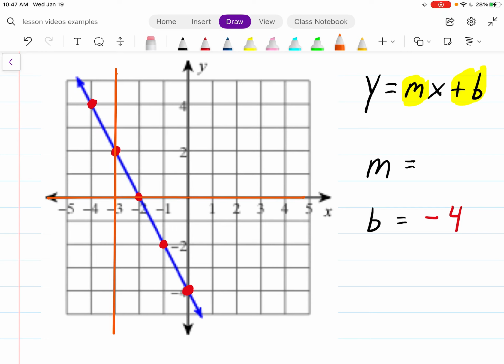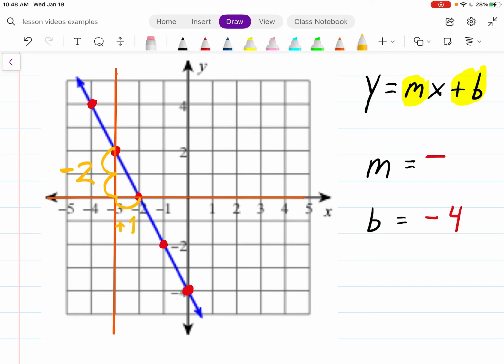Now, first thing we can look at is that the blue line travels down as it goes from left to right. Any line that goes down as you go from left to right is going to be a negative slope. So we'll go ahead and put our negative right there. And then we're going to count and see what the rise was. How much up and down did we go? We went down 2. Went down 2. And then we go right 1.